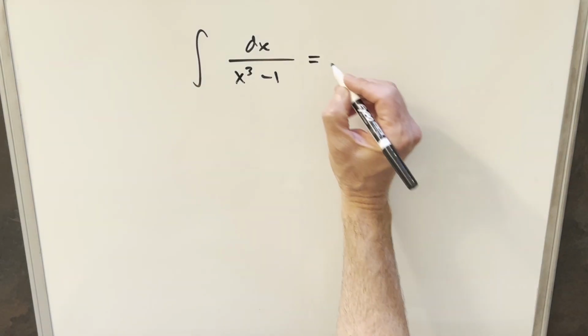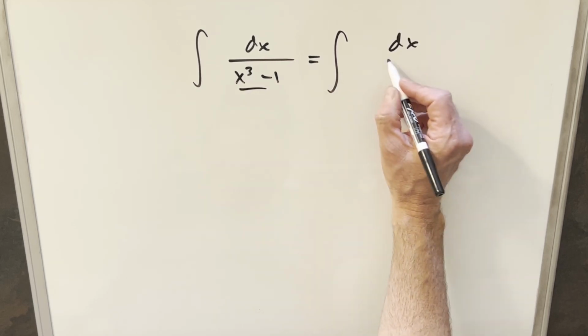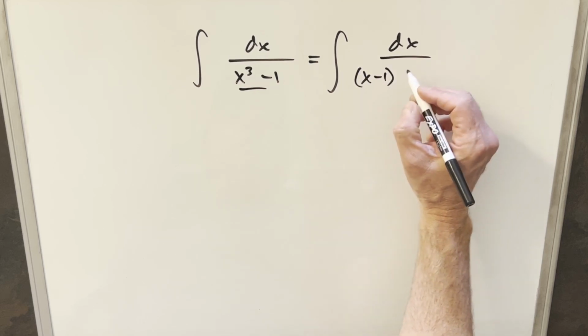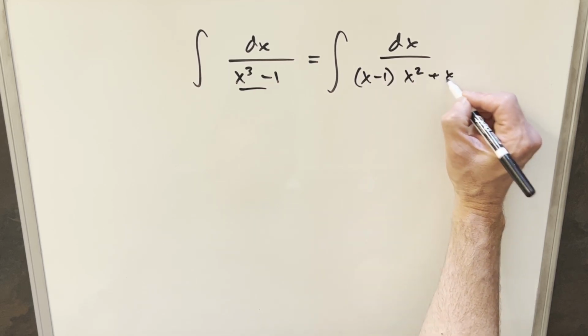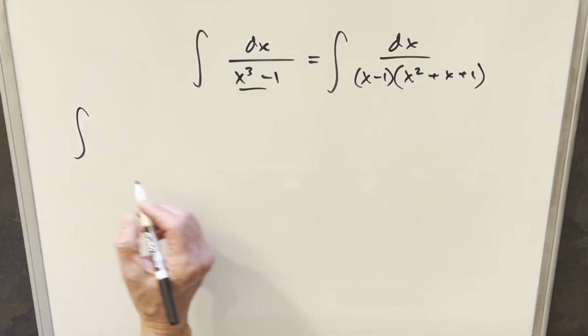So to get started with this one, for my first step, what I want to do is just use the difference of two cubes on this denominator in order to split this up. So I can write this as x minus 1 times x squared plus x plus 1. And then from here, what I can do is split this up for partial fractions.